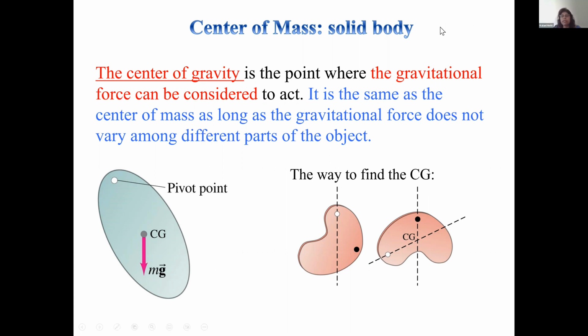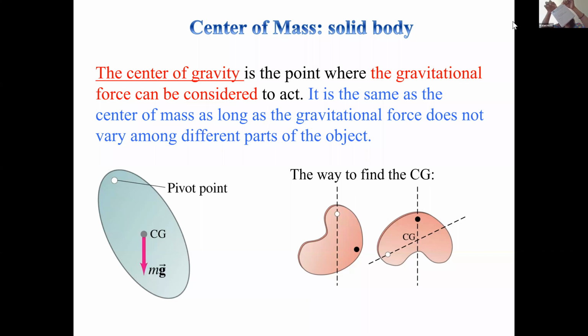The other way that we're going to discuss is a simple way to hang the object. Say I have this object, and you're going to hang it like this on the wall. Then you're going to draw your vertical line on the paper. We'll say this is my vertical line for the point where I hang it.